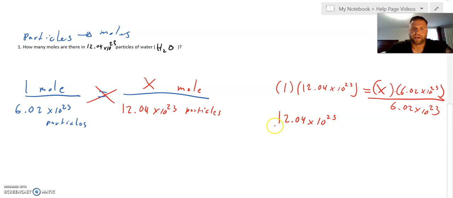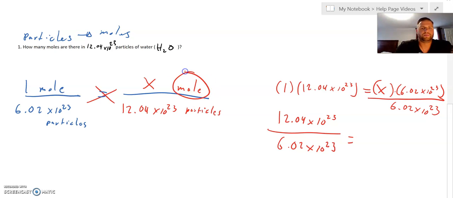So what I can do now is take the sum from this side and divide that also by 6.02 times 10 to the 23. And what I should be able to do is come up with a number, and the units will be moles because that's what we're solving for. So let's go ahead and do that.